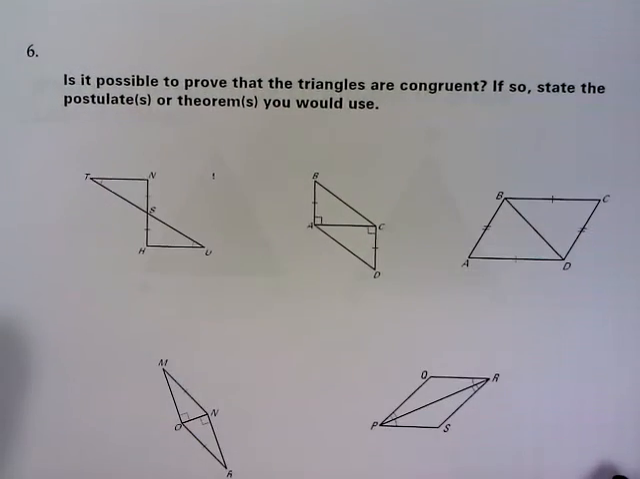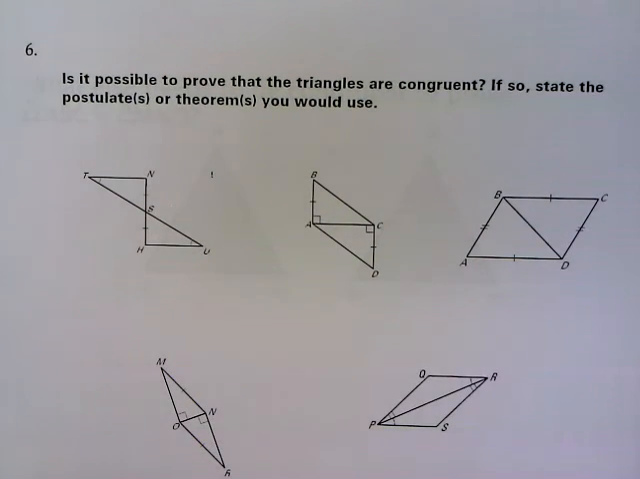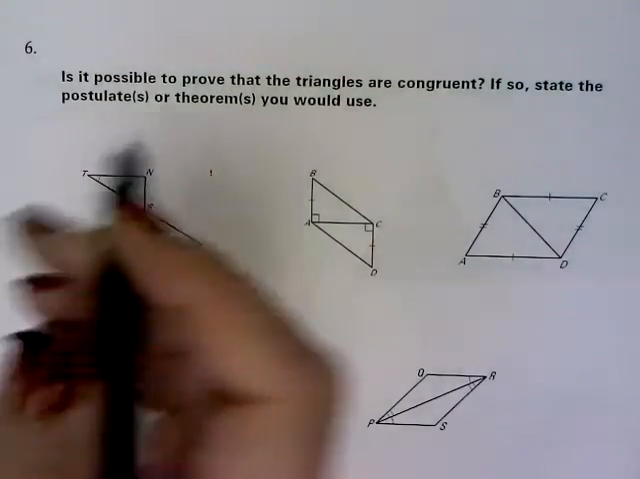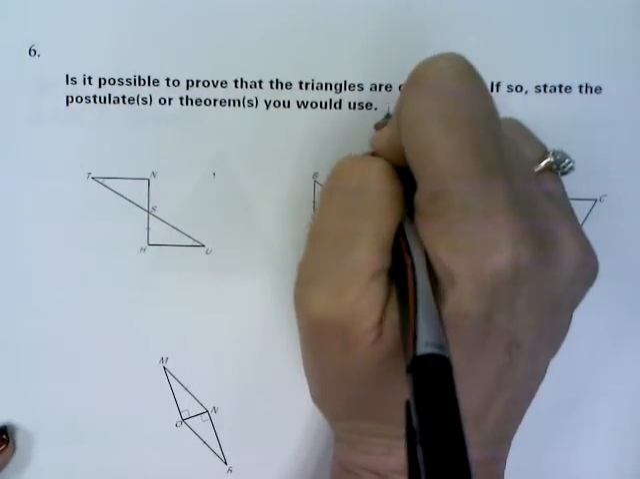All right, on number 6, we're talking about reasons why triangles are congruent. It says, is it possible to prove that the triangles are congruent? If they are, state the postulate or theorem. Okay, there is only 5 reasons why triangles are congruent. Only 5. Okay, the first one we have is angle, angle, side.